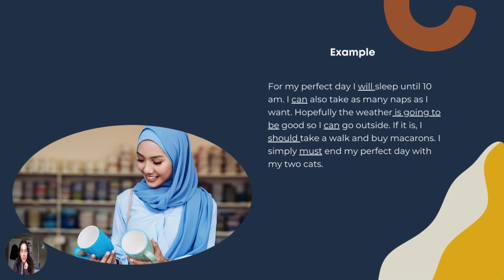So my example, for my perfect day, I will sleep until 10 a.m. I can also take as many naps as I want. Hopefully the weather is going to be good so I can go outside. If it is, I should take a walk and buy macarons. I simply must end my perfect day with my 2 cats.